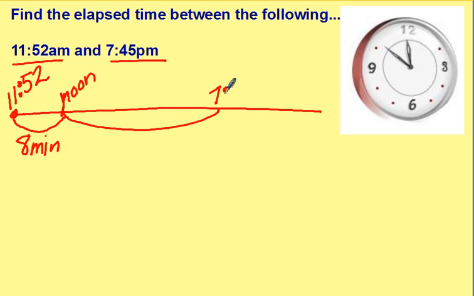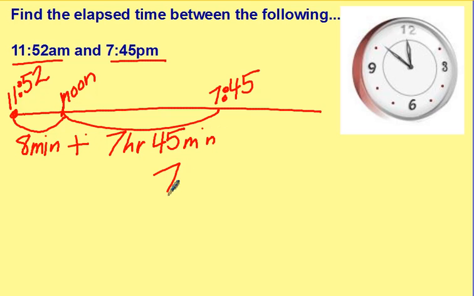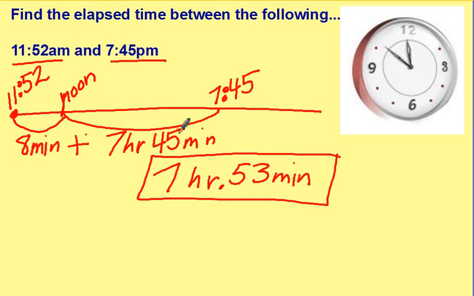Now, noon, like I said, is a starting spot. So it's easy to jump to 7:45 in the evening and easily see that you have gone 7 hours, 45 minutes. 7 hours, 45 minutes have passed between noon and 7:45. If you'll add these together, you can see that 7 hours and 53 minutes have passed. Now, sometimes when you get this, you'll end up with something greater than 60 here, and you'll need to regroup. But in this case, this is done, 7 hours and 53 minutes.